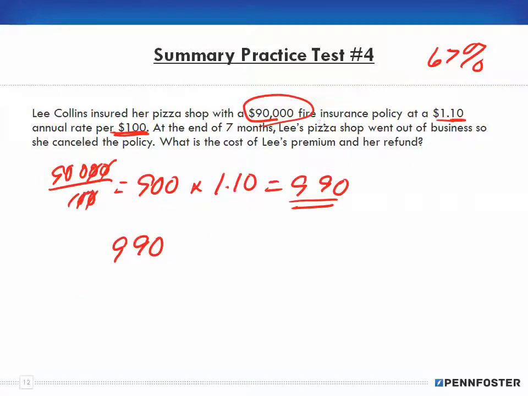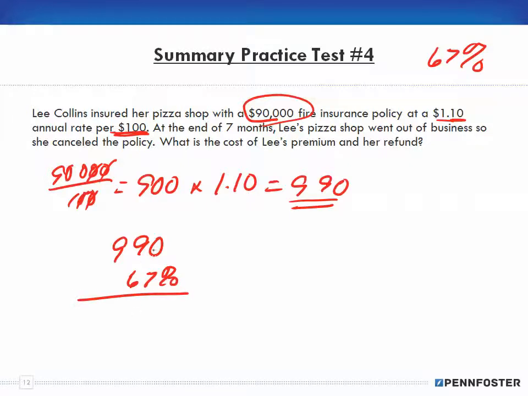But now Lee canceled the policy, so we have to go back to the short rate table, and we look at the 7 months. And for the 7 months on the short rate table, now remember, there's a difference between the policyholder canceling the policy and the insurance company canceling the policy, right? This problem says Lee went out of business, so she canceled the policy. So she's the policyholder, she's canceling, and that's what we're figuring out by going to the short rate table. And on the short rate table, it says 67%.